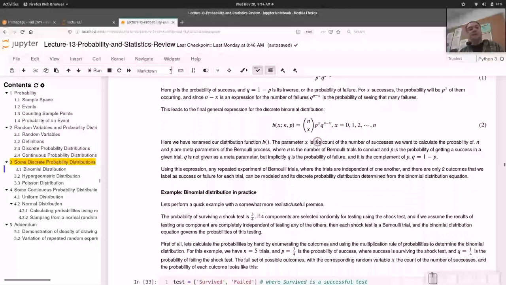And again, this works in general, not just for the three successes and the probability of success being one half, but for any number of trials N and any probability of success. P is the probability of success and Q is the probability of failure here.